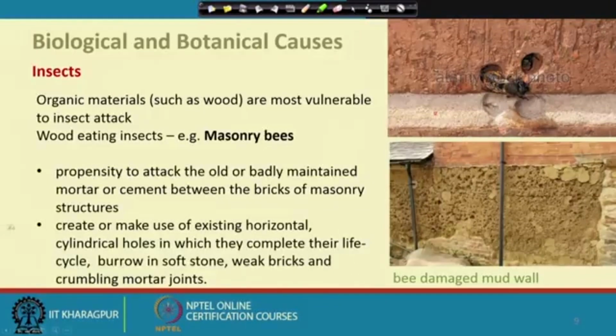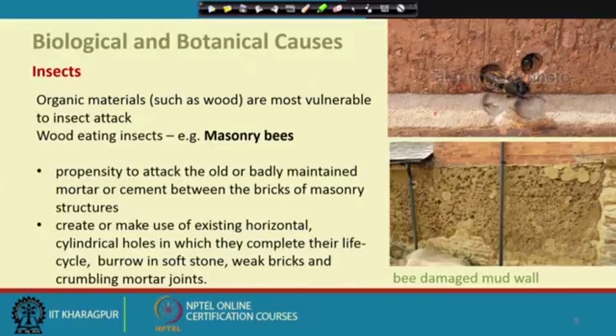We have to understand their behavior. What they do is make use of the existing horizontal or cylindrical holes in which they complete their life cycle, and burrow in the soft stone, weak bricks and crumbling mortar joints. If the mortar joints are in good condition, then probably this type of insect cannot make that place their habitat. So, we have to take care not only by netting or preventing them, but also by repairing the crumbling mortar joints with proper material, so that they cannot make it their habitat.